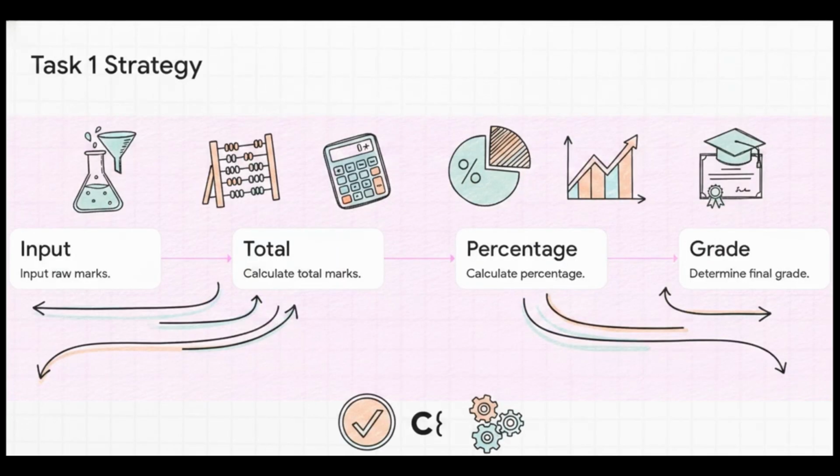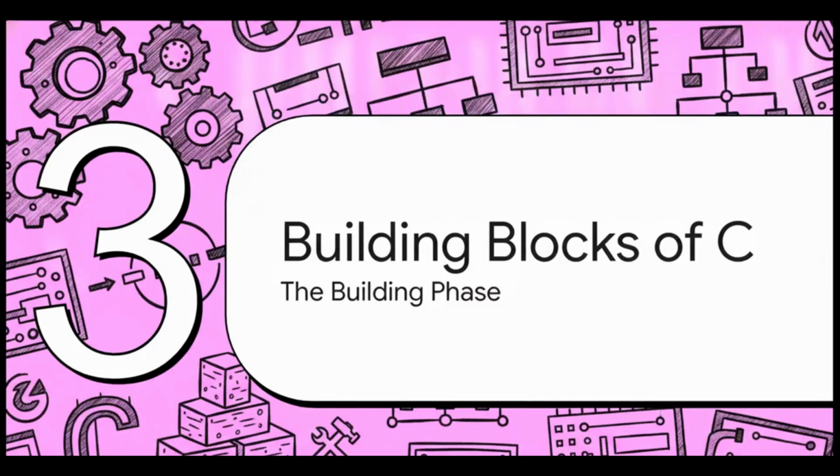And here is exactly how that strategy breaks down step by step. Step 1. Input the raw marks. Step 2. Calculate the total marks. Step 3. Calculate the percentage based on that total. And finally, Step 4, determine the final grade. By successfully applying algorithmic thinking and mapping this out, it keeps things clean, logical, and perfectly sets us up for the next step.